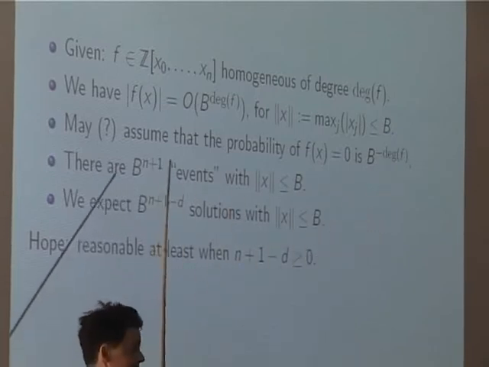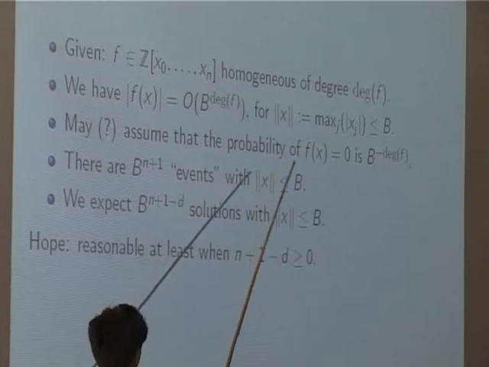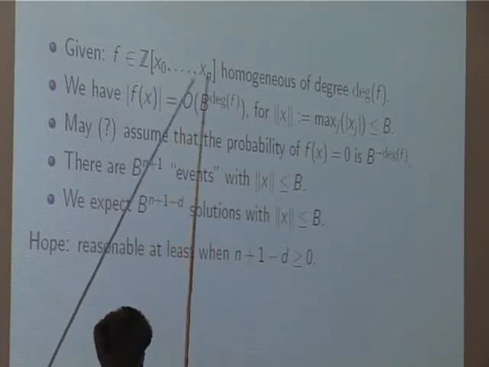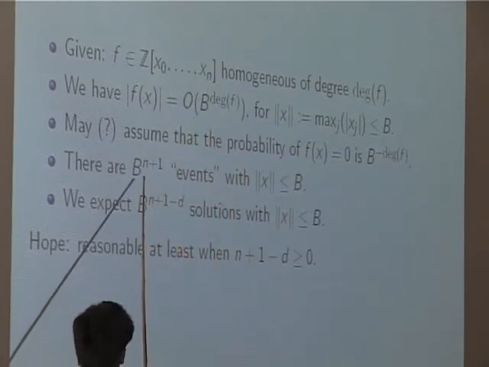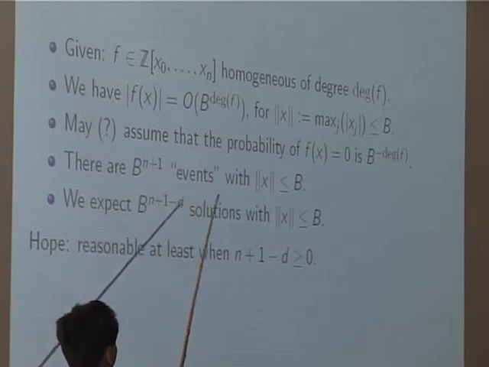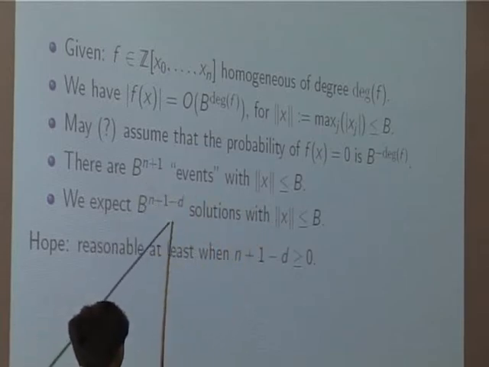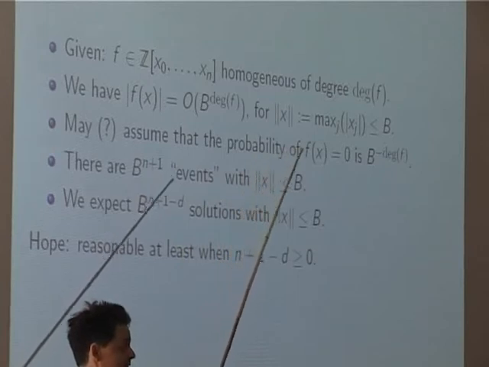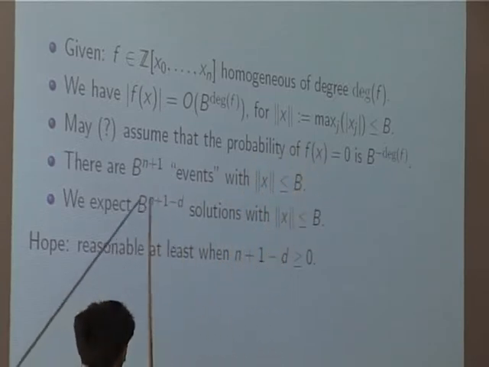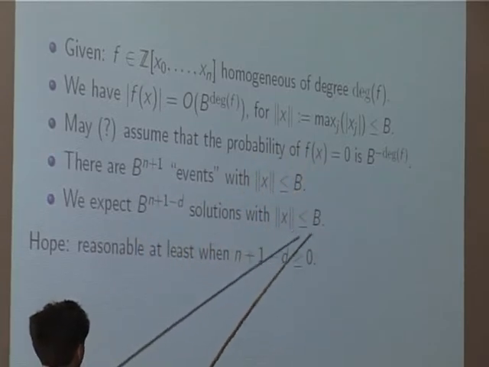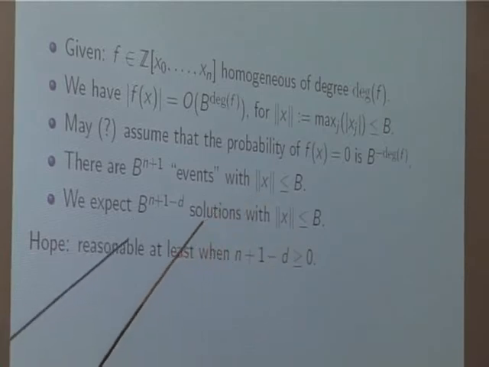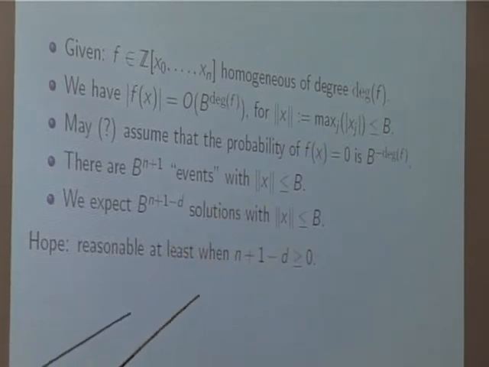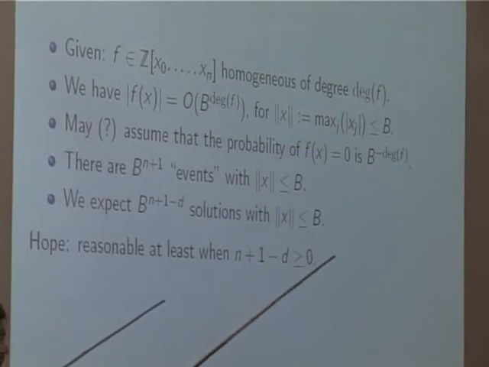And how many events do we have? We are allowed to run from minus b to b for n plus 1 variables, so that will be on the order of b to the n plus 1 events. And the number of events times the probability of one event should give us the number of solutions with bounded size.